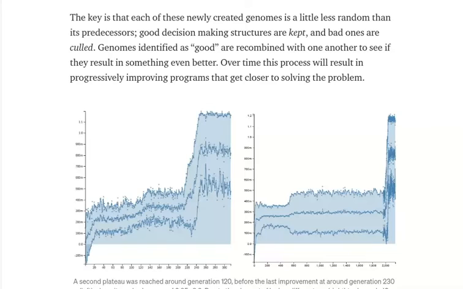Good decision-making structures are kept, and bad ones are culled. Genomes identified as good are recombined with one another to see if they result in something even better. Over time, this process will result in progressively improving programs that get closer to solving the problem.